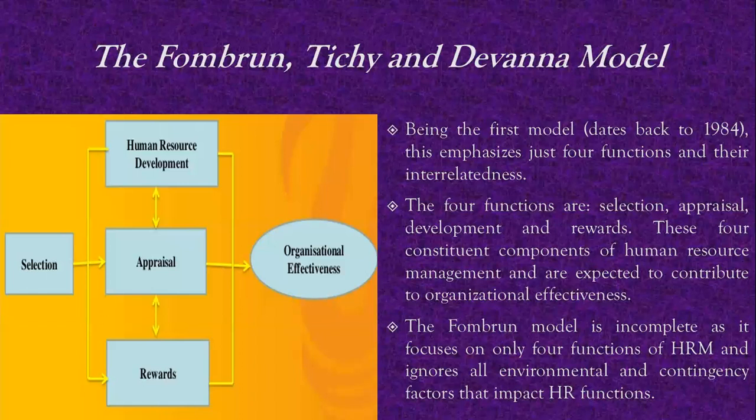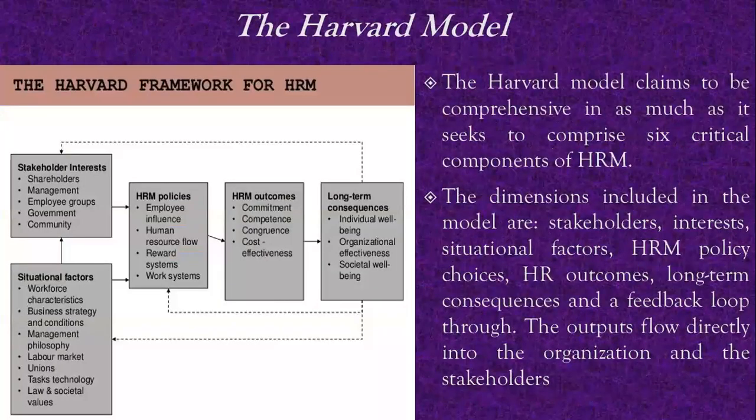Fine. And then we go to the second model, that is the Harvard model. Now, in this model, we will have a total of 1, 2, 3, 4, 5, 6 elements. Okay. See, I'll tell you how it is 6. First, you have this one. See here. Stakeholder interest is one component or one element. Second, HRM policy. Third, HRM outcomes. Fourth, long-term consequences. Fifth, situational factors. Then what is the sixth? Sixth is not mentioned here, but it is self-understood.